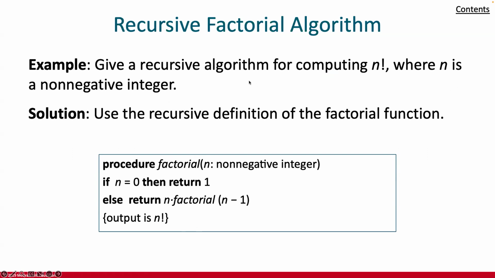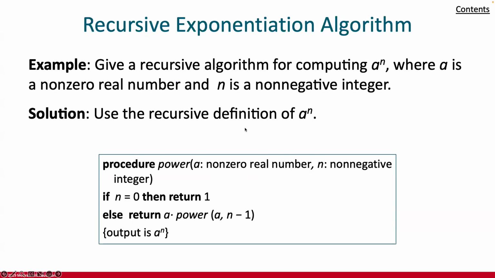So we have an algorithm for computing n factorial. If we start with n, then we call it again with n minus 1, all the way down to when we reach the base case. So that's a recursive factorial algorithm.